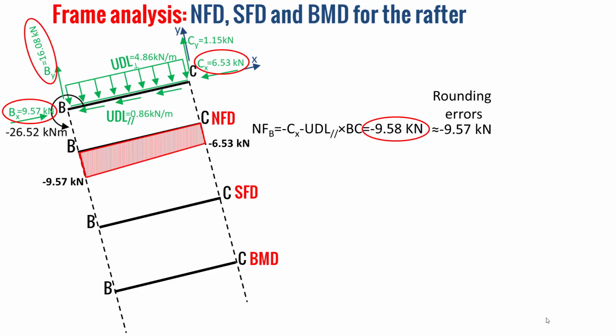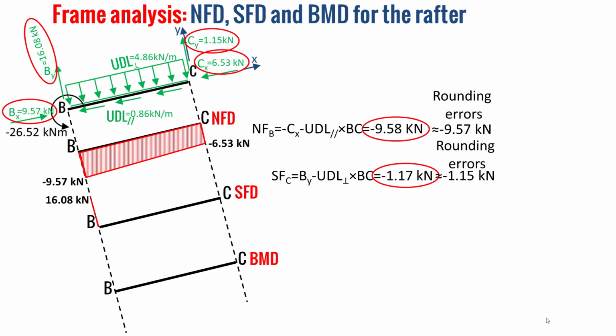Now for the shear force diagram, we have at the point B 16.08 kilonewton, and we can predict the shear force at the point C as 1.17 kilonewton, but here we have 1.15 kilonewton, and this is also normal due to the rounding errors. And we can finally draw the shear force diagram.